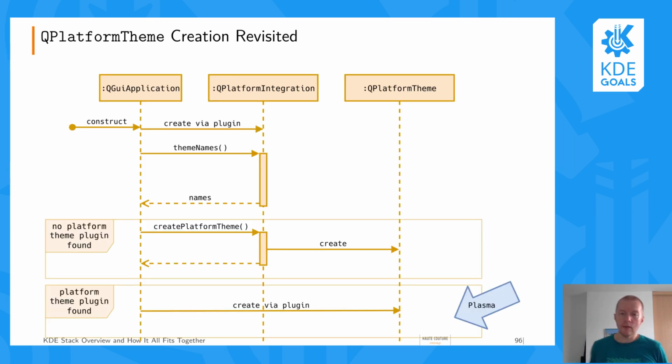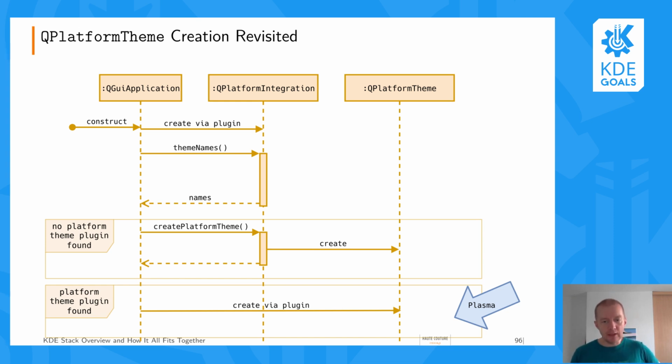KPlatform theme, let's get back to it. So I said, you have a KGUI application, okay, so that's what you create from your main. When it is kickstarted, it will create the KPlatform integration via a plugin. On that plugin, it will call theme names. Okay, it will get a list of names. If it doesn't find a platform theme under that name, then it calls create platform theme, which will internally create a KPlatform theme shipped with Qt.